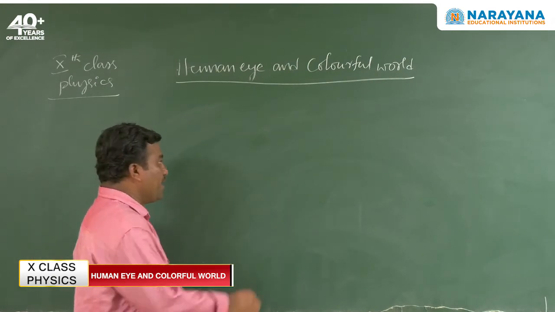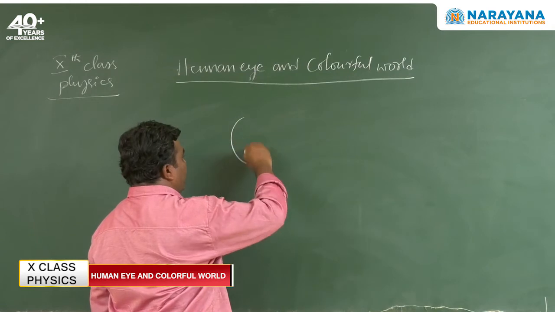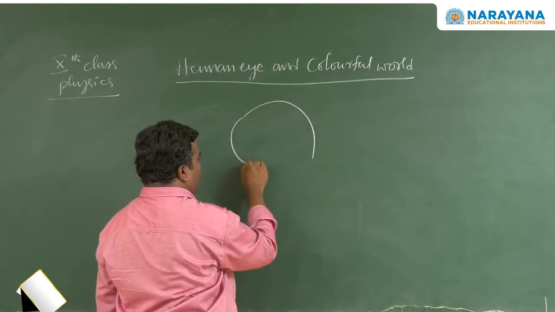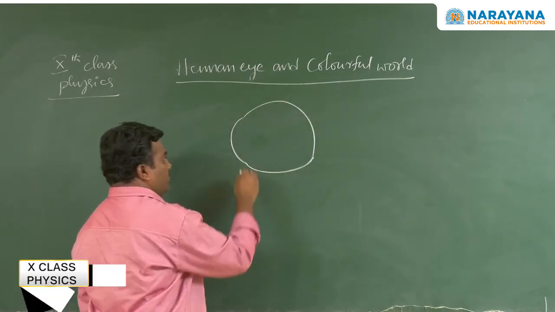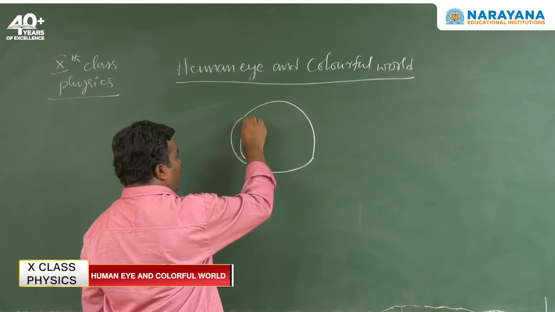Right now we find the minimum focal length. How do we get the minimum focal length? Again I am taking the eye. Here it is the eye lens.